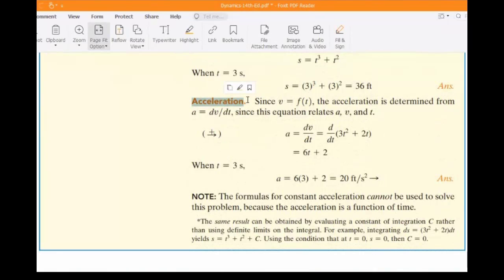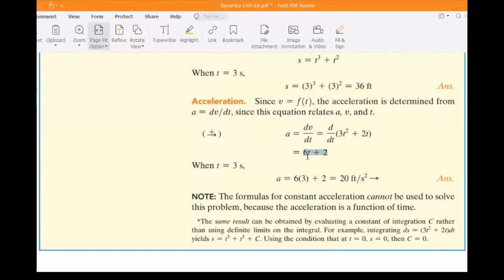Then we need to find out the acceleration. How to find out acceleration? Since v is a function of t, we can determine it with a equals dv by dt. So now we will differentiate this. That will become the acceleration, also right side positive. After differentiation, we get 6t plus 2. So when t equals 3, a equals this. Okay, so the formula for constant acceleration cannot be used to solve this problem because the acceleration is a function of time. Here you see acceleration is 6t plus 2.